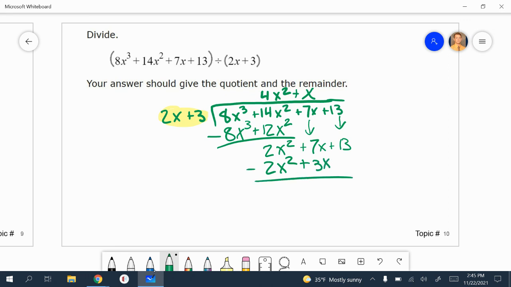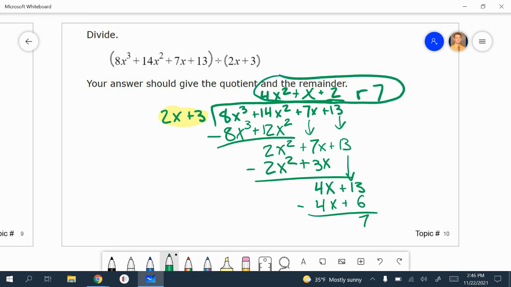Again, I'm going to subtract. So I'll get nothing in the first part. I'll get 4x there, and the 13 is going to come down right there. Then I've got to figure out how many times 2x goes into 4x. Well, 2x goes into 4x exactly 2 times. So 2 times 2x is 4x, and then 2 times 3 is 6. When I subtract those, I will get 7 left as my remainder. So that should be your answer to this question.